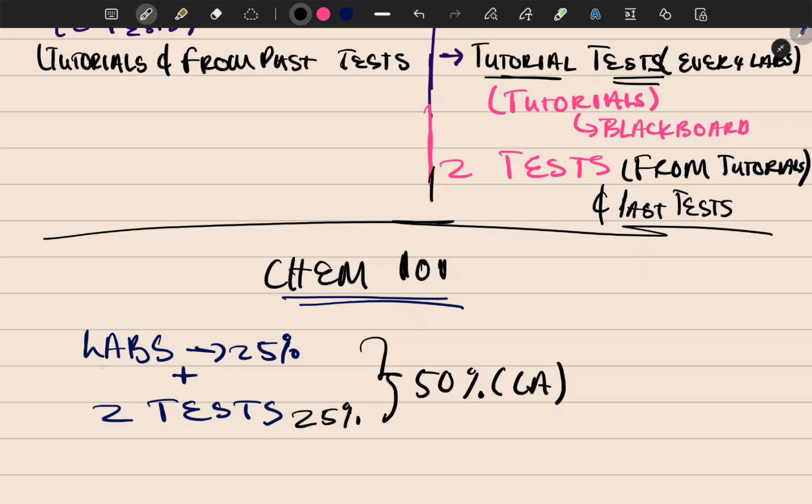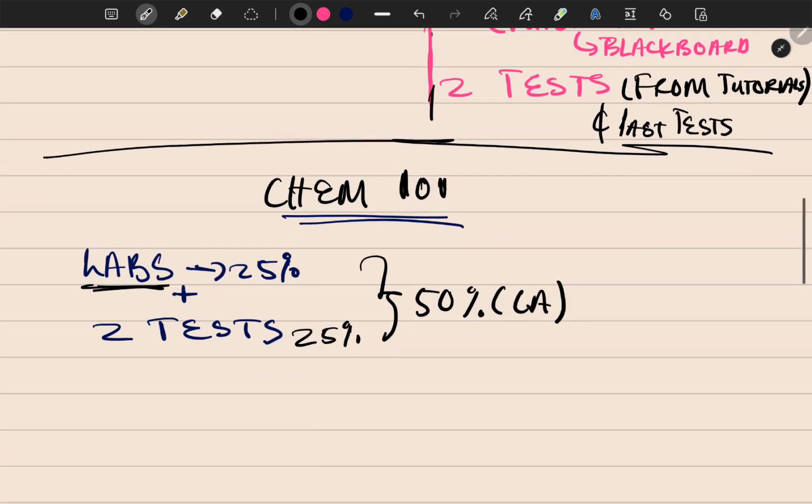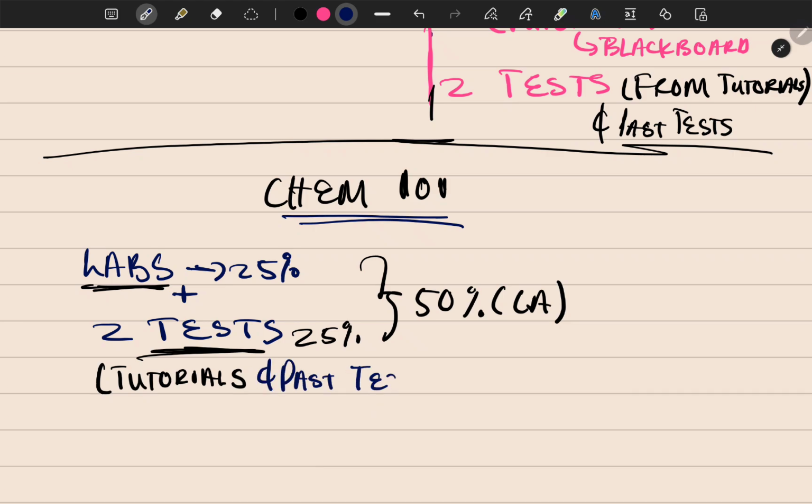The labs, very, very important in Chem. Then the 2 tests, right? And the 2 tests, you are going to prepare for them using, again, tutorials, okay? You have to go through tutorial questions early. You need to give yourself time. You need time to practice this. Tutorials and past tests, okay? So you have to have gone through all the questions in tutorials, which is not easy. You need to start early so you are able to finish.